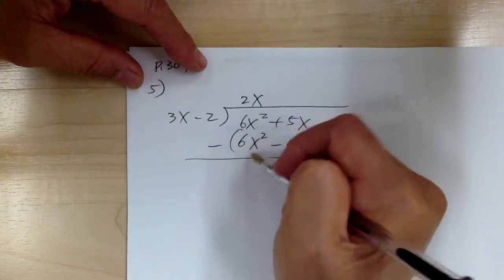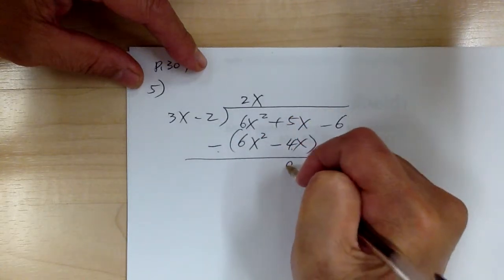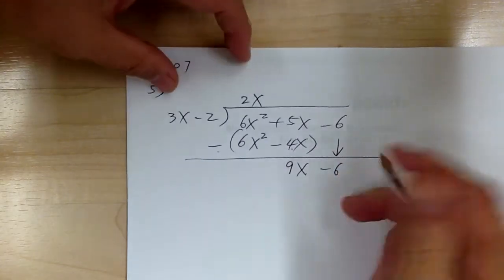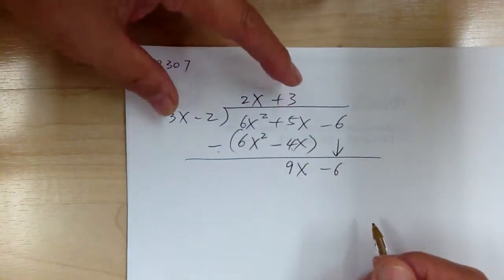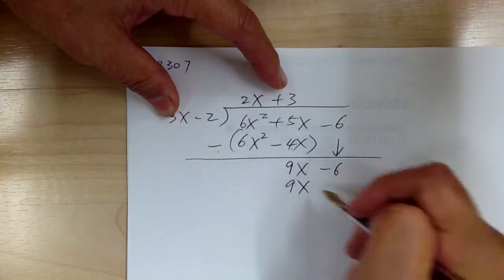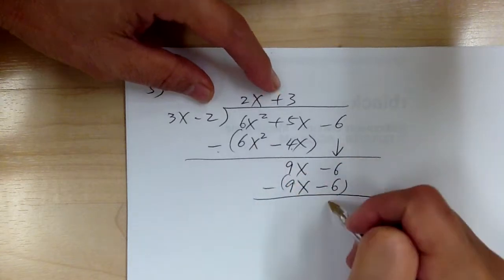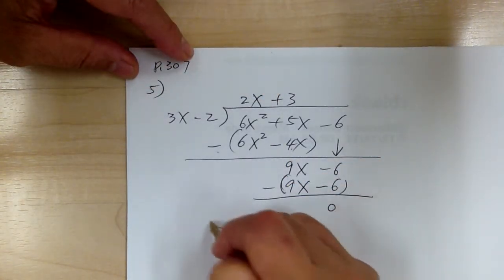So first term is always cancel out. So 5 minus negative 4 will give you positive 9. Then you drop the next one. So 3x, you need to times it by 3. Right? 3x times 3 will give you 9x. And this will give you minus 6. Put in parentheses, subtract, and come out exactly. So the answer will be 2x plus 3.